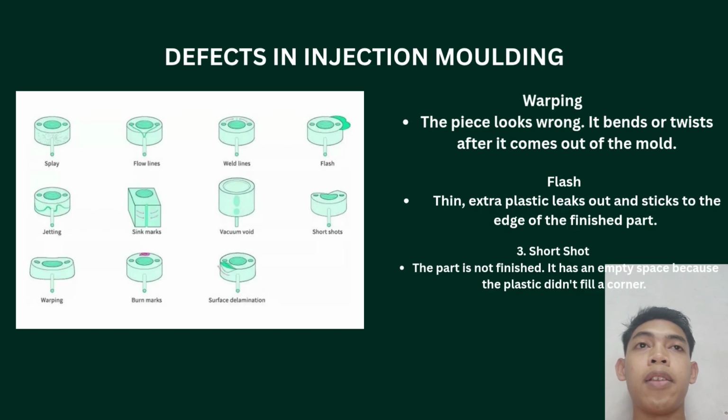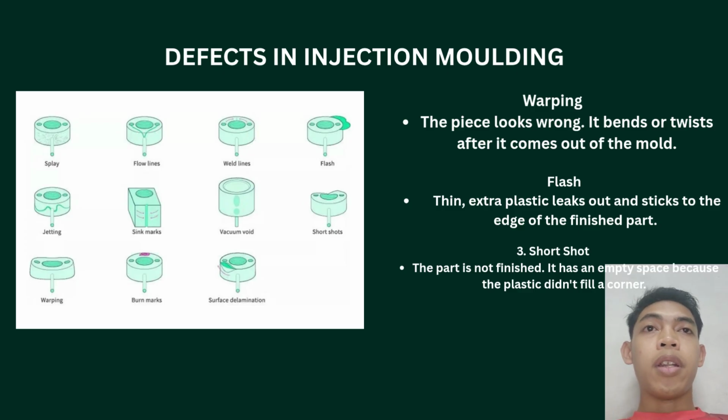Next, defects in molding. The first are flow line, weld line, flash, sink mark, seam mark, vacuum void, short shot, warping, burn mark, and surface delamination. So warping is when the piece looks wrong. It bends or twists after it comes out of the mold. Flash is thin extra plastic that leaks out and sticks to the edge of the finished part. For short shot, the part is not finished. It has an empty space because the plastic didn't fill a corner.